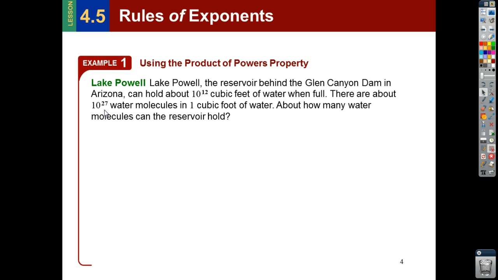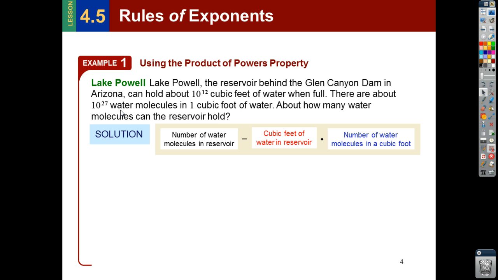Okay, well, if 1 cubic foot has 10 to the 27th water molecules, then how many cubic feet of this? If I have this many cubic feet, how many of these are there? So we're going to say the number of total water molecules is the number of cubic feet multiplied by the number of molecules, because each cubic foot has that many water molecules. I have it this many times. Notice I said the word times. That's where this comes from. Okay? So we're going to get 10 to the 12th times 10 to the 27th.